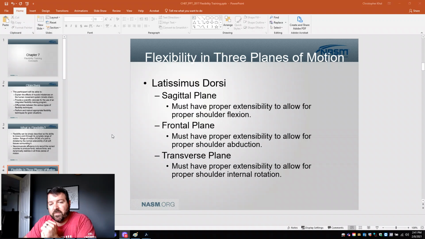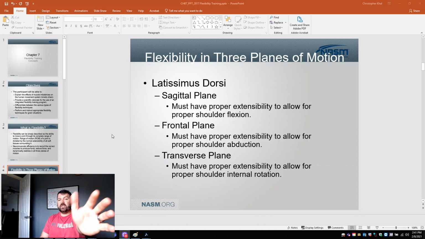Now, flexibility in the three different planes of motion. The example that they give is the latissimus dorsi, or your lats. In the sagittal plane, dividing myself into left and right halves, everything's going forward and back. Proper extensibility to allow proper shoulder flexion. For example, the lats mainly do shoulder extension, internal rotation, and adduction. So for the sagittal plane, to allow proper shoulder flexion.